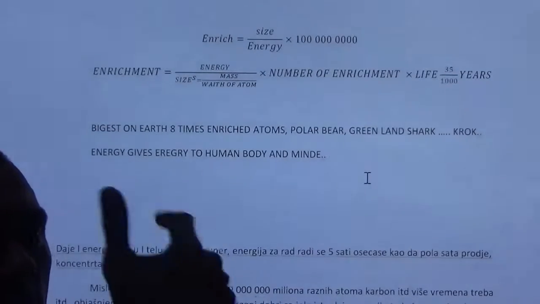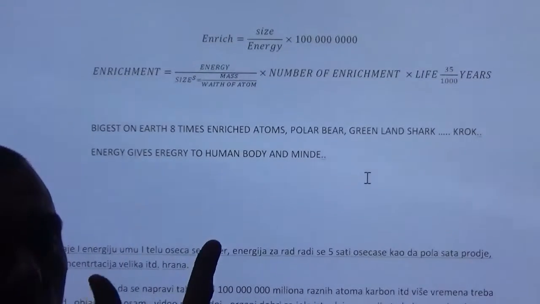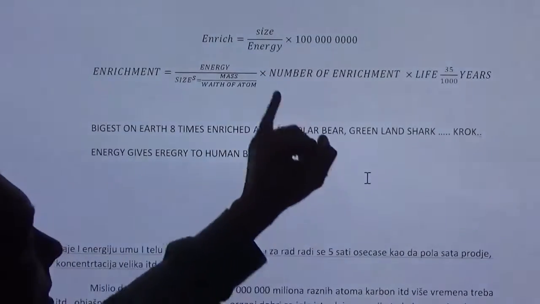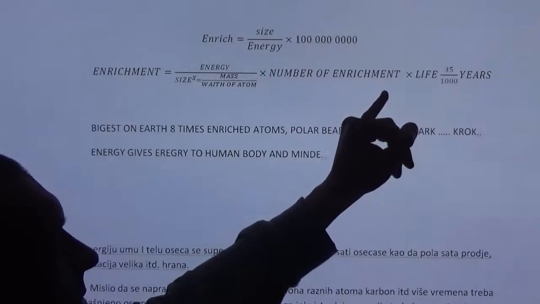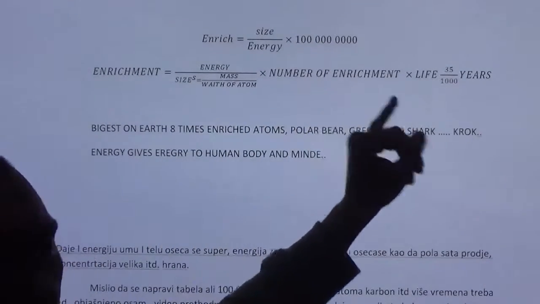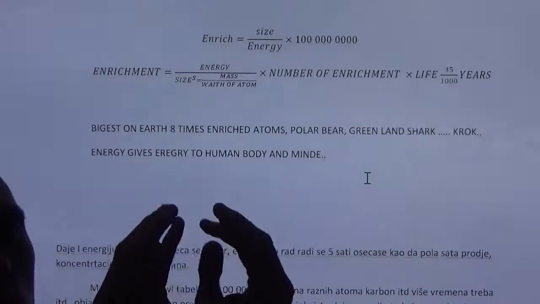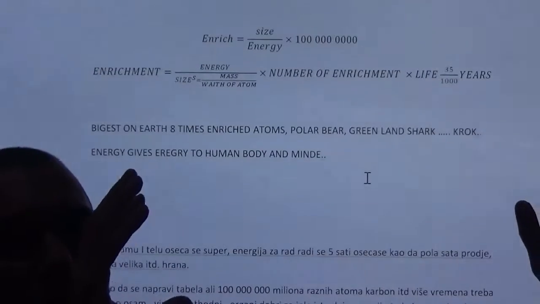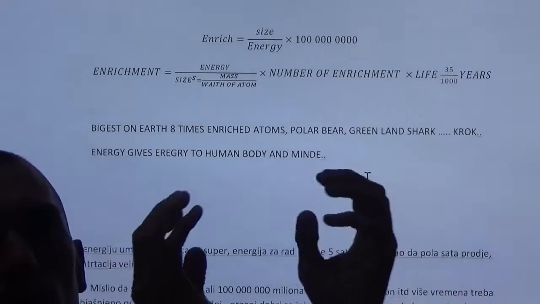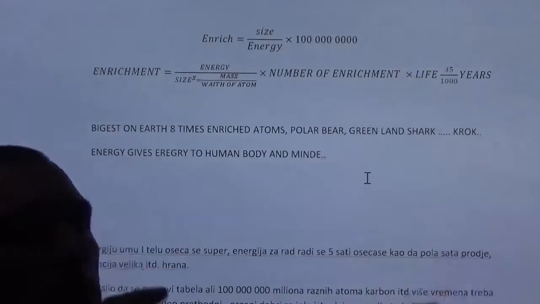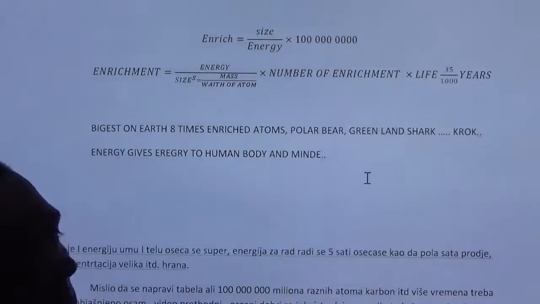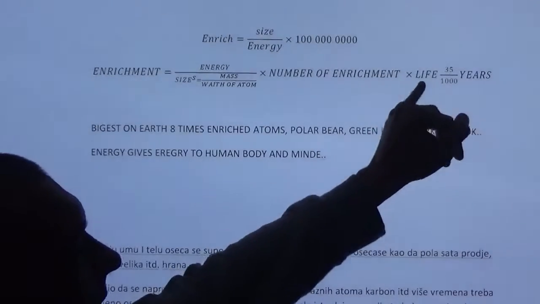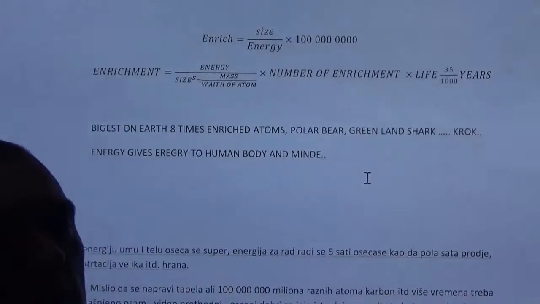The more health it gives, the more youth it gives, and the longer lifespan it gives. And times that happens, times how many times it is enriched, times the number of enrichment. So if it is enriched, let's say 10 times, well then it's 10 times bigger and 10 times more energy it has. If it's enriched 2 times, well then it's just 2 times. So the more it is enriched, the bigger and more energy it has. And times that, one gets life. How long a person lives.